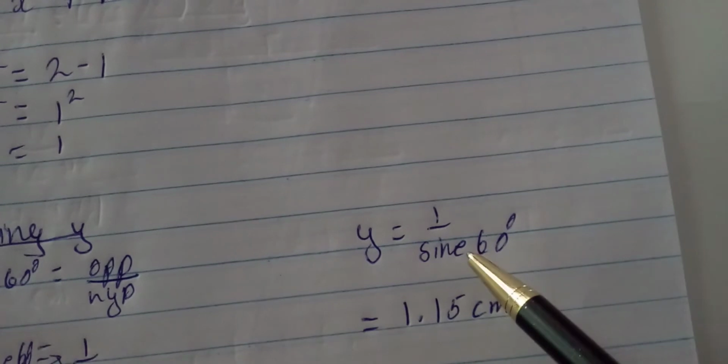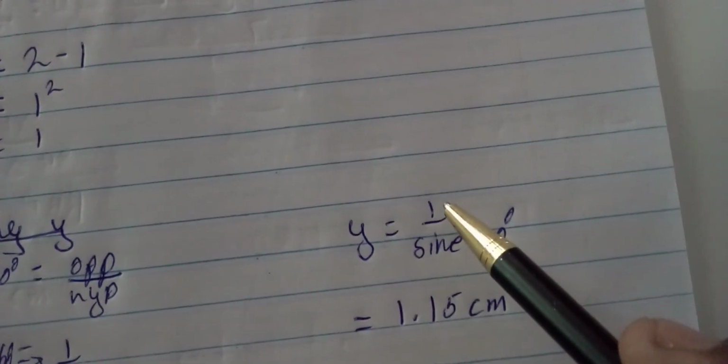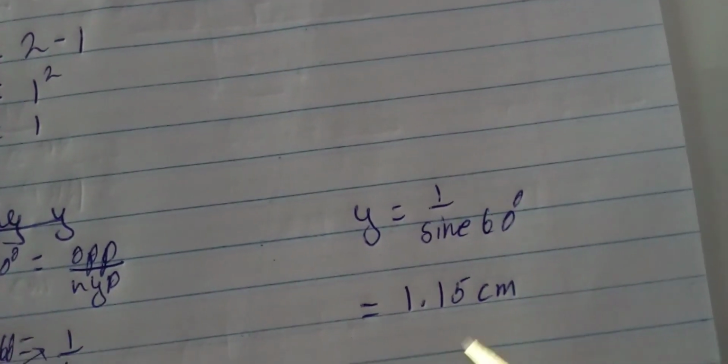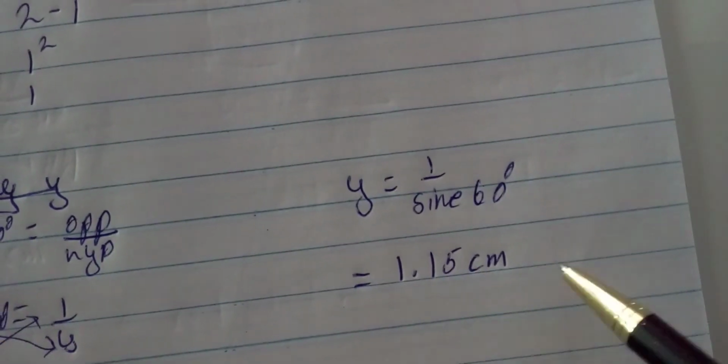When I use my calculator and put 1 divided by bracket sine 60, I got 1.15 centimeters. So the length of y is 1.15 centimeters.